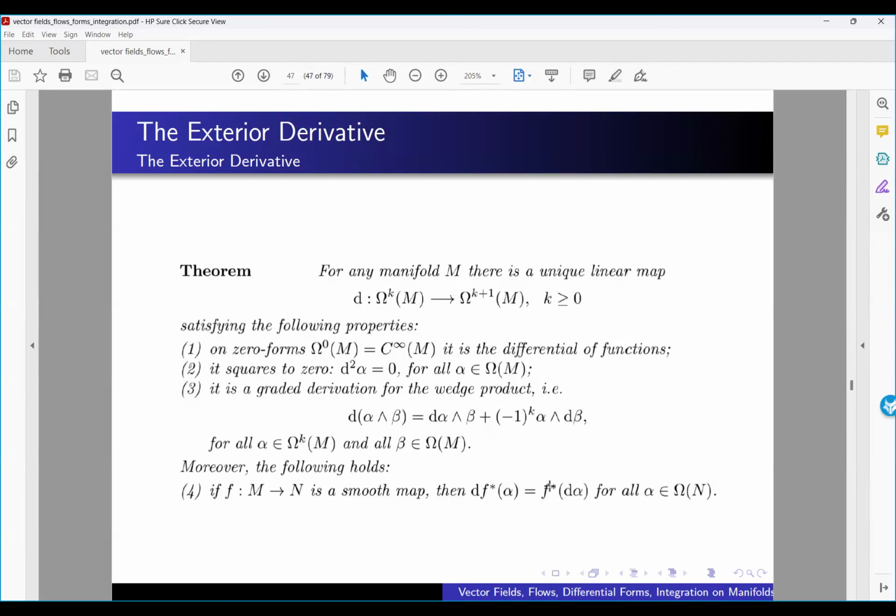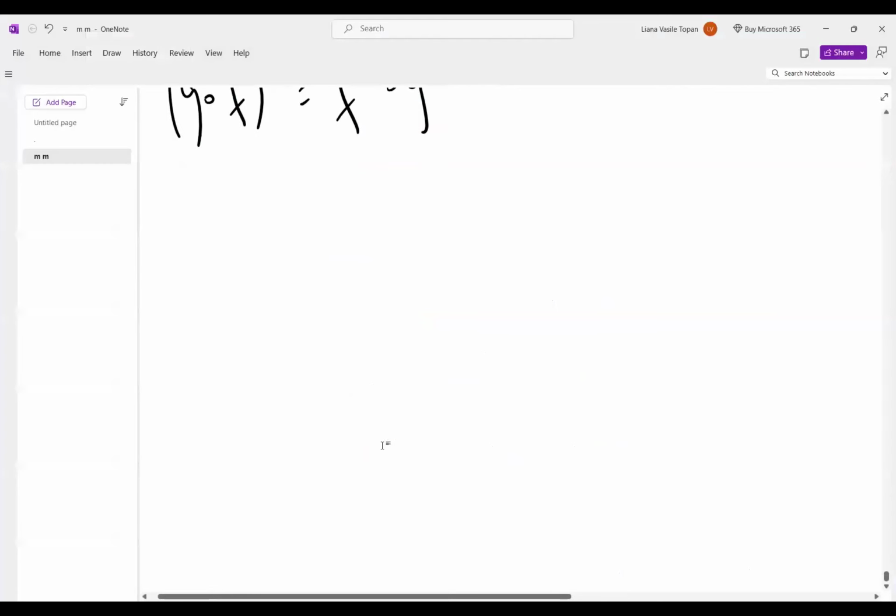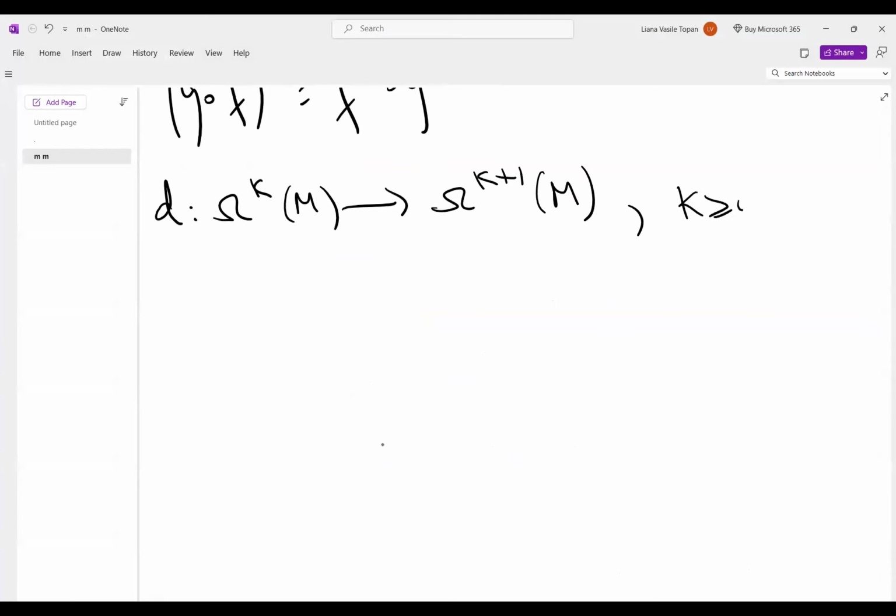Yes, so this is called the exterior derivative. Let me write it here so we see it. Okay, so we define d from the k forms into the k plus 1 forms on a manifold, for k greater than or equal to 0.